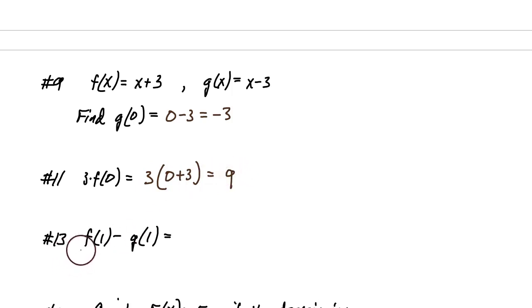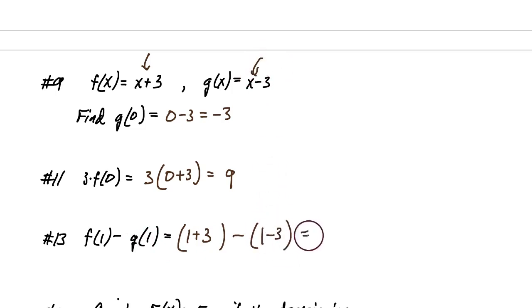For number 13, we want to find f of 1 and then subtract g of 1. So let's first put a 1 in for function f. That becomes 1 plus 3. Then we're going to minus g of 1. So let's put a 1 in for function g. 1 plus 3 is 4. 1 minus 3 is negative 2. And 4 minus negative 2 makes 6.